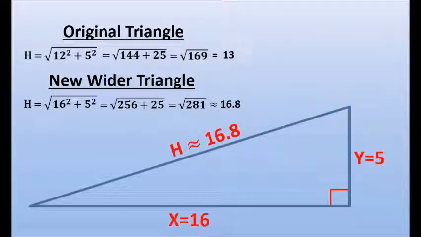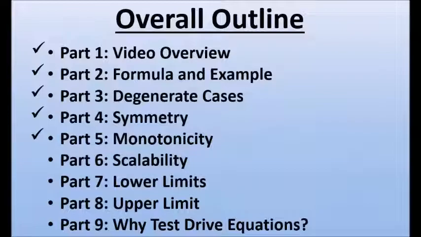Hopefully, you can see from this that increasing either x or y or both, no matter what size triangle we start from, increases the final number under the square root, which in turn makes the calculated hypotenuse larger. I'm hoping that you can now see this effect immediately and will start to recognize it in many other equations. Therefore, we can say that the Pythagorean theorem passes our monotonicity test in general. We're getting there. We've now completed half of our test drives.